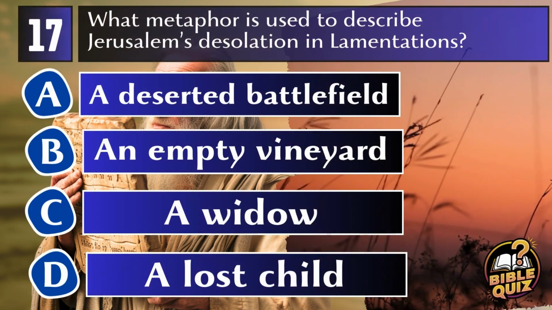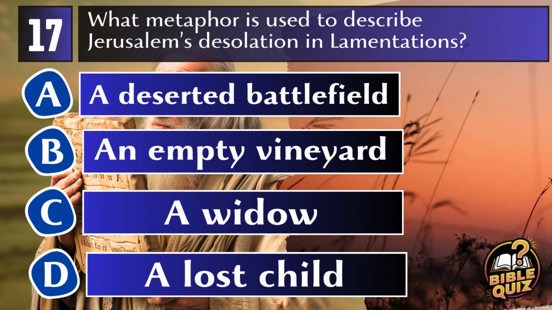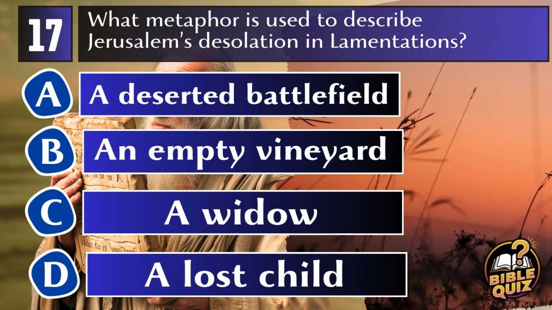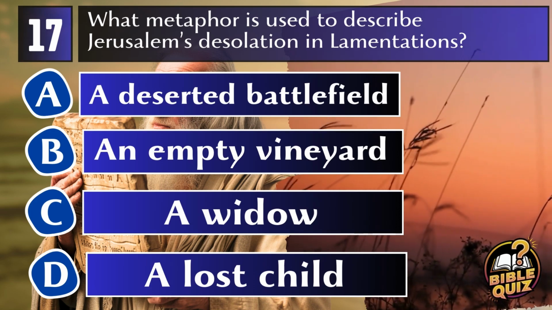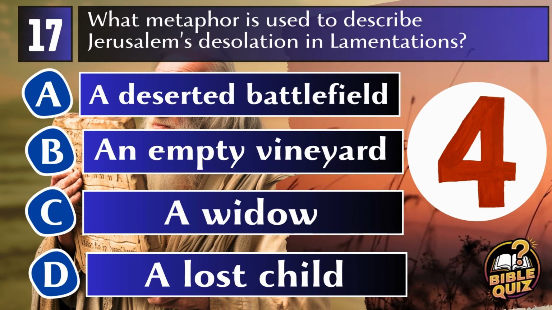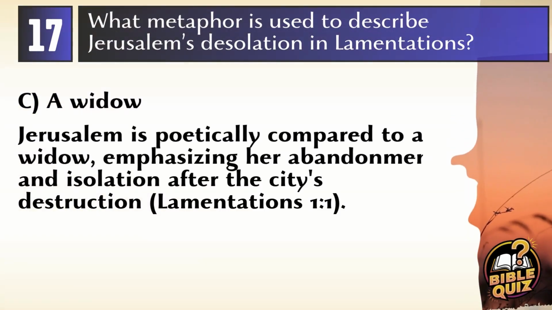Question 17. What metaphor is used to describe Jerusalem's desolation in Lamentations? A. A deserted battlefield. B. An empty vineyard. C. A widow. D. A lost child. Answer: C. A widow. Jerusalem is poetically described as a widow in Lamentations, a metaphor emphasizing her loneliness, abandonment, and mourning after the city's destruction.